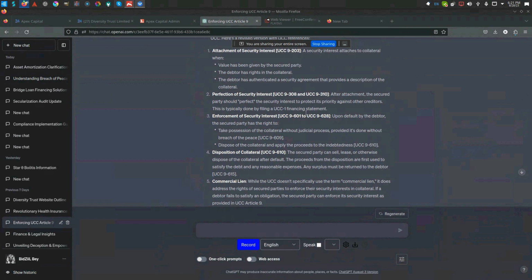But again, let's break down what these UCCs are for. Upon default by the debtor, the secured party has a right to take possession of the collateral without a judicial process, provided it is done without breach of peace. And when you're doing this without breach of the peace, you're dealing with UCC 9-609. So if I'm doing a UCC, I'm not breaching anybody's peace. This is why UCCs are so impactful.